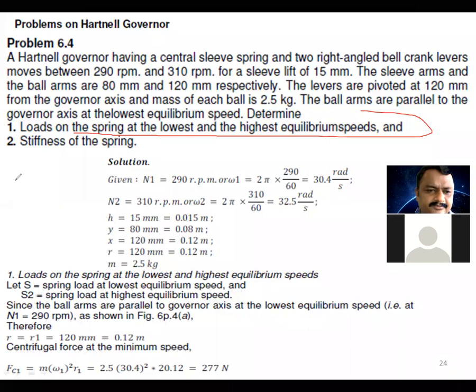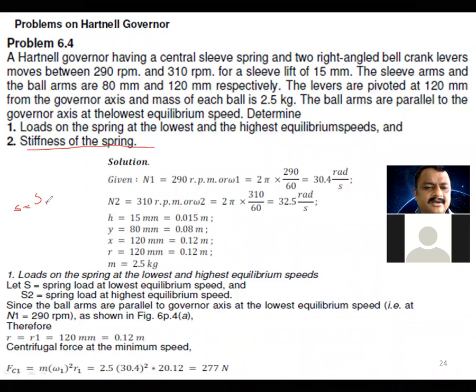That is nothing but, in the formula we are supposed to find S1 and S2. So those two are the load on the spring at minimum and maximum position. Then stiffness of the spring. Stiffness of the spring is small s, that is equal to S1 minus S2 divided by H, right? So in order to find all these, first we need to know what are the terms required in the formula. That is R1 and R2 is to be found out, because that is useful to find out centrifugal force also.